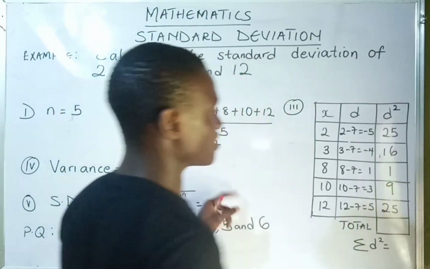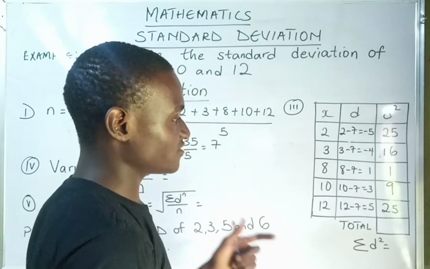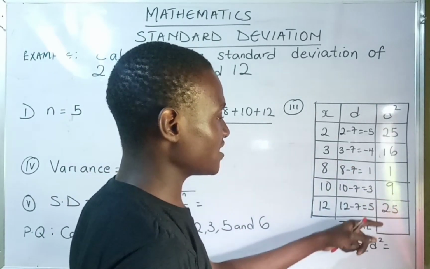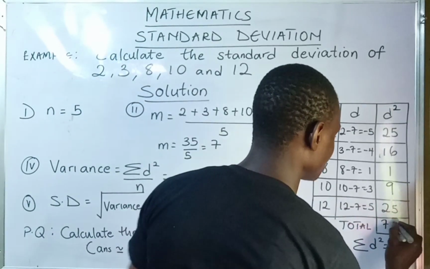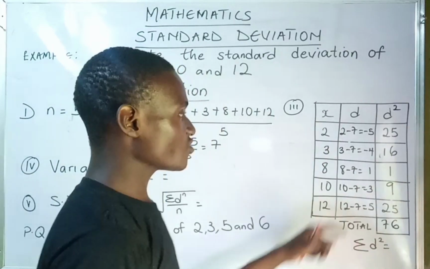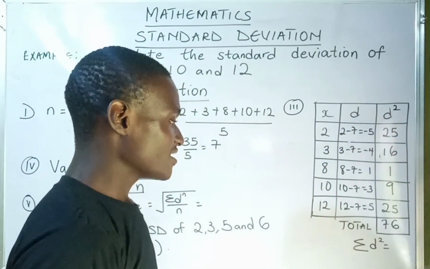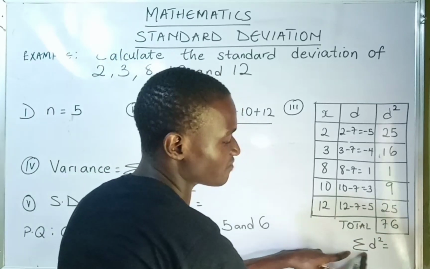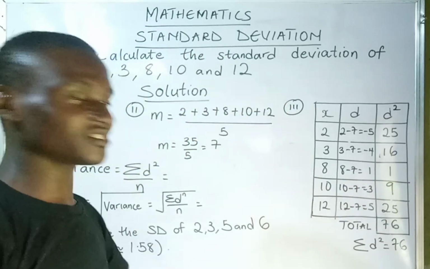All we have to do now is to add all these together. We want to add 25 to 16, to 1, to 9, and to 25. This is going to give us a total of 76. So we have the addition of all these to be 76. Now, this 76 we have gotten is the same as writing the summation of d squared. So, the summation of our d squared is 76.